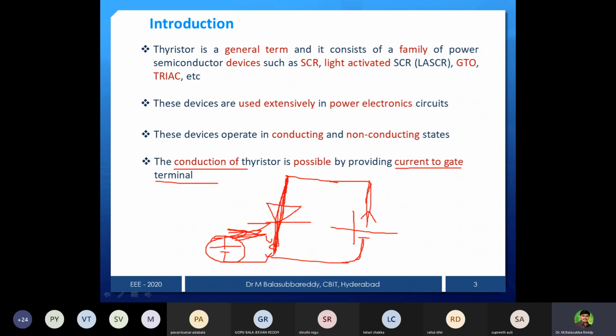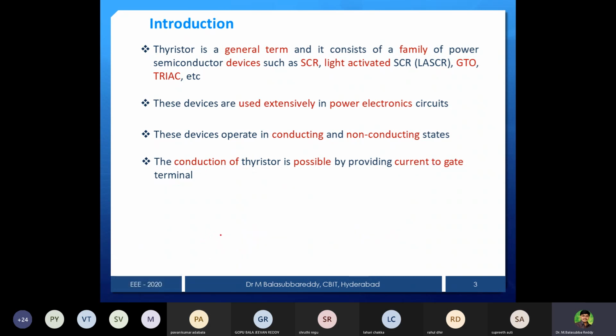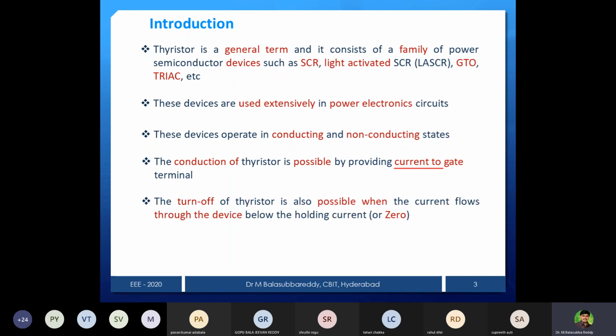But this method has a drawback, that's why generally we don't consider this. Only this type of method is used to turn on the device. So that is the sentence. Not only the gate current, you can write if you want, sufficient voltage or triggering voltage applied across gate and cathode, this is going to fire.